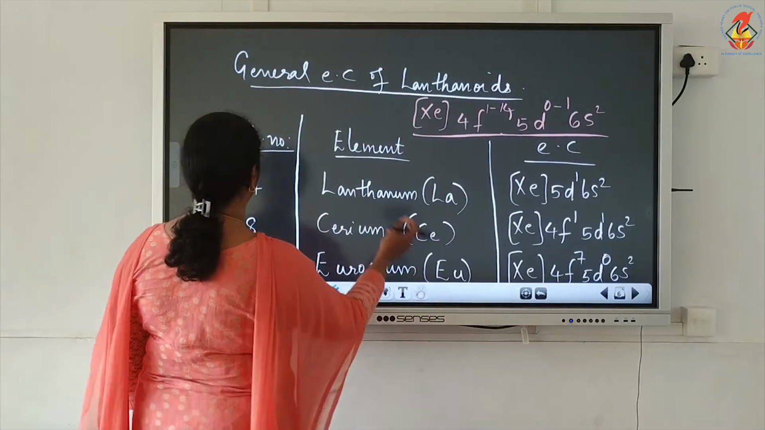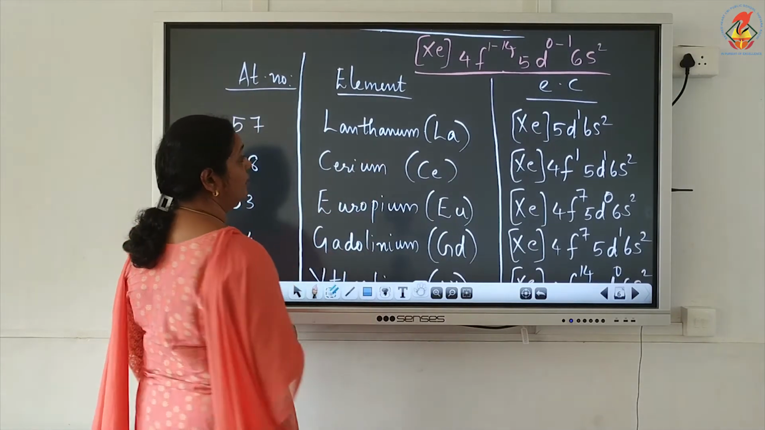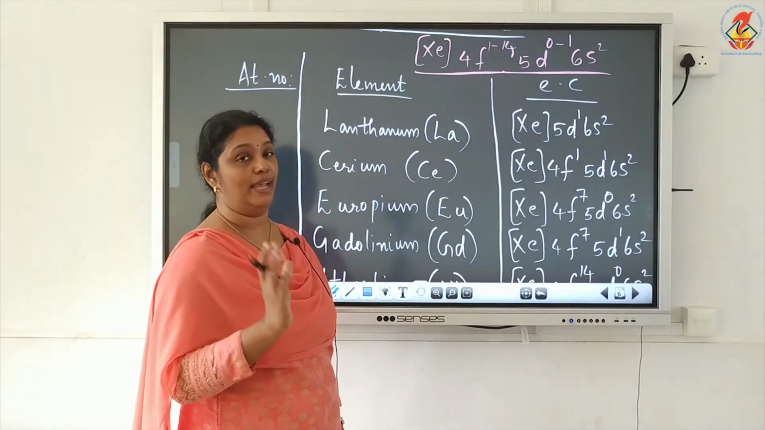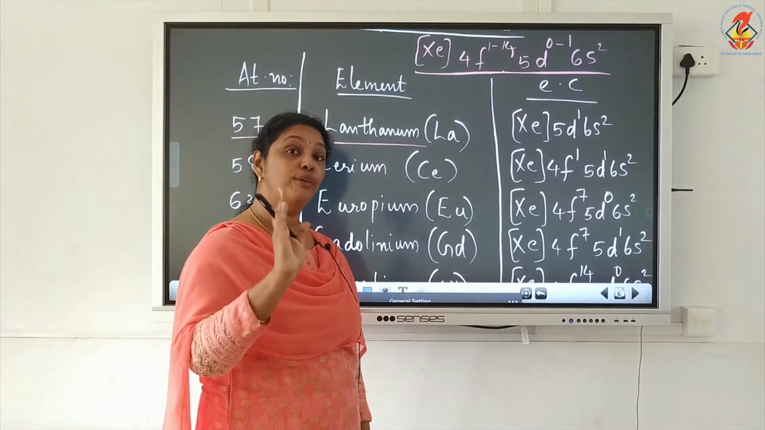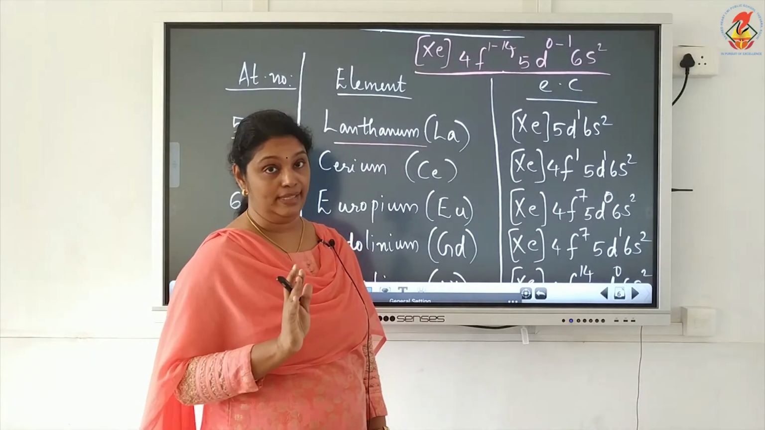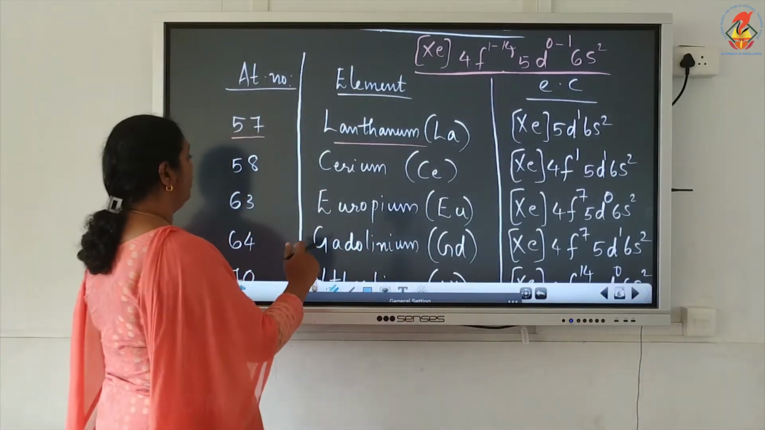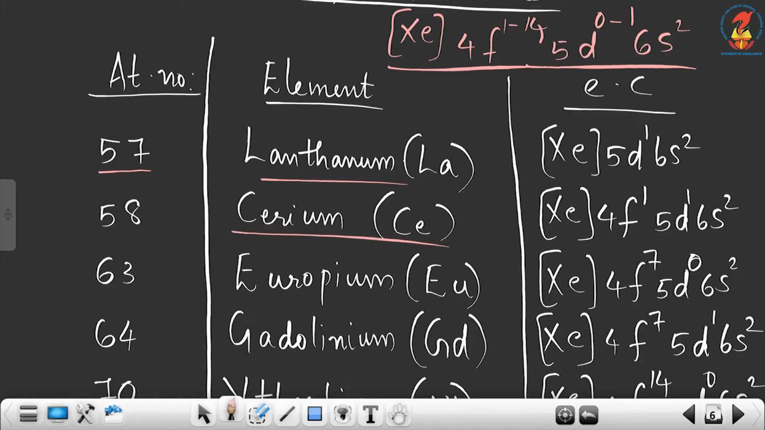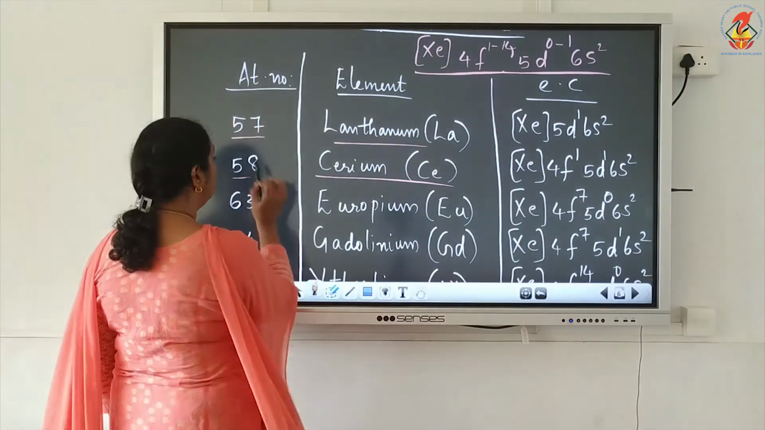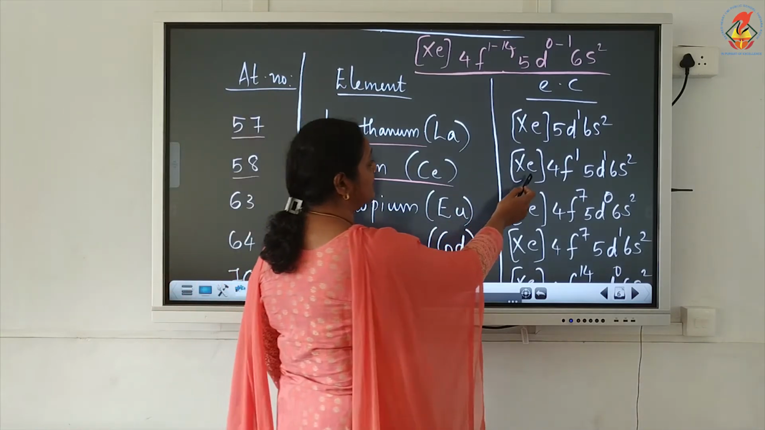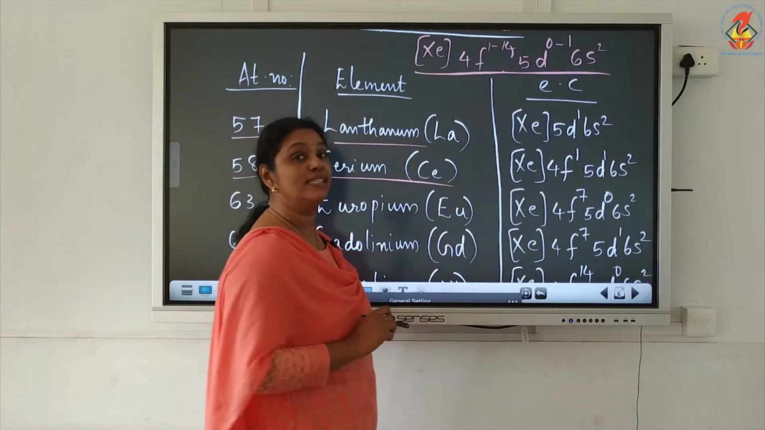Now I have written the atomic number, element and electronic configuration of a few lanthanoids. First is lanthanum with atomic number 57, and its electronic configuration is xenon 5D1 6S2. In lanthanum the 4F orbital is present but vacant. The filling of 4F orbitals begins with cerium. Cerium is the first element of the 4F series, with atomic number 58, and the configuration is xenon 4F1 5D1 6S2.